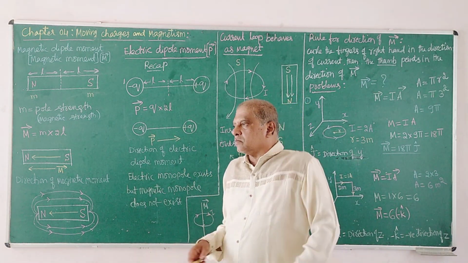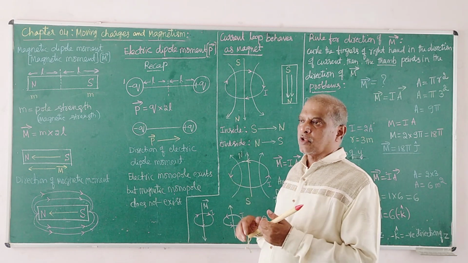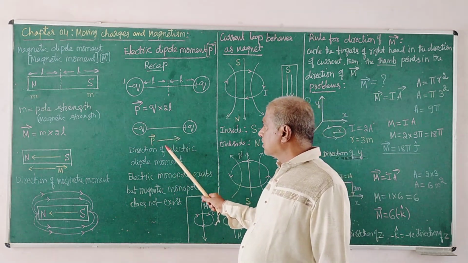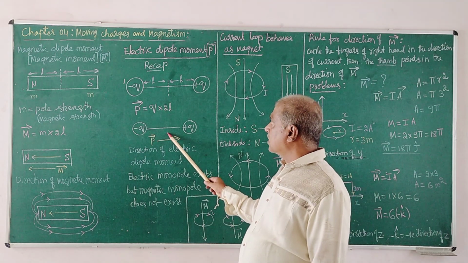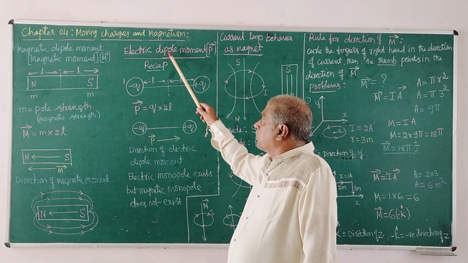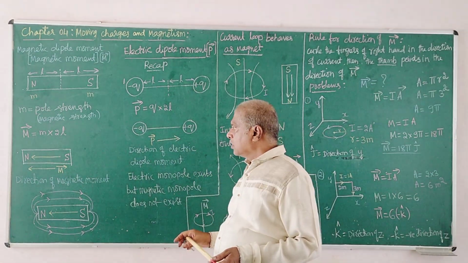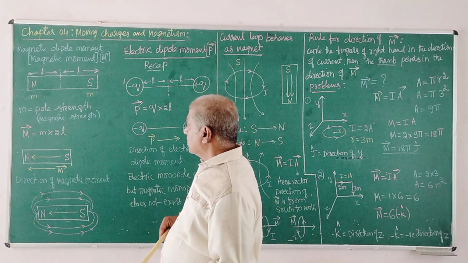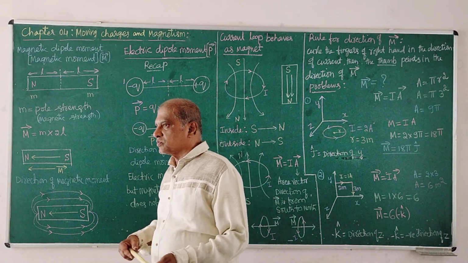That will cause rotation about the axis of this. This rotation is called torque due to the electric dipole, which was dealt with in the previous classes already. Let us see the torque due to the dipole magnet in later classes.